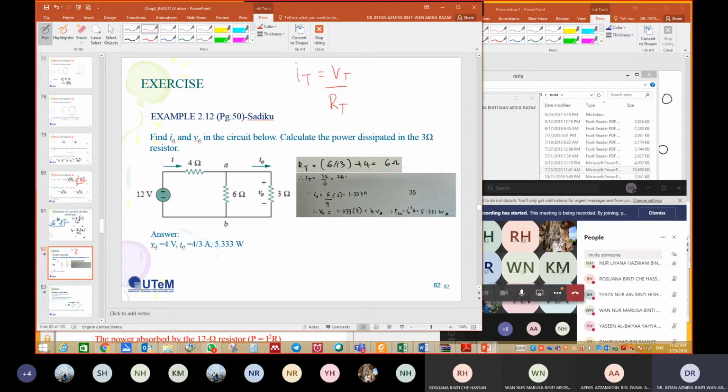Okay, good. Now when we get R total, we can find the I total. I total is equal to V total divided by R total. V total is 12 divided by 6, we get 2 A. So this 2 A flows here. Okay, 2 A. Why should we find the I total?